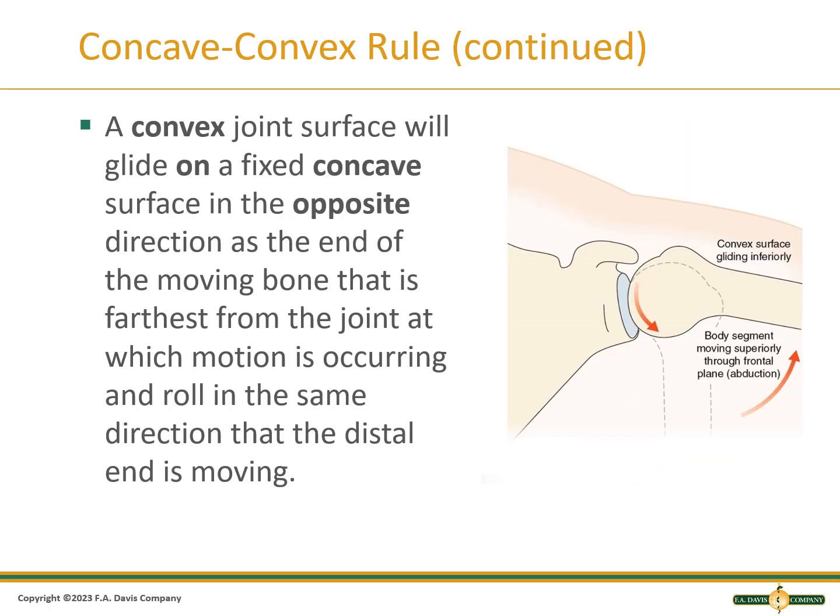We can also look at the opposite orientation of that. So if we have a convex surface moving on a fixed concave surface, such as what happens during shoulder abduction, the convex surface will roll in the same direction as the distal end of the bone and glide or slide in the opposite direction as the distal end of the bone. So looking at shoulder abduction, we see the arm move superiorly, so we know that the convex humerus is rolling superiorly in the same direction, but then gliding inferiorly in the opposite direction on the fixed concave scapula. And these rolls and glides happen in order to keep the bony surfaces in approximation.